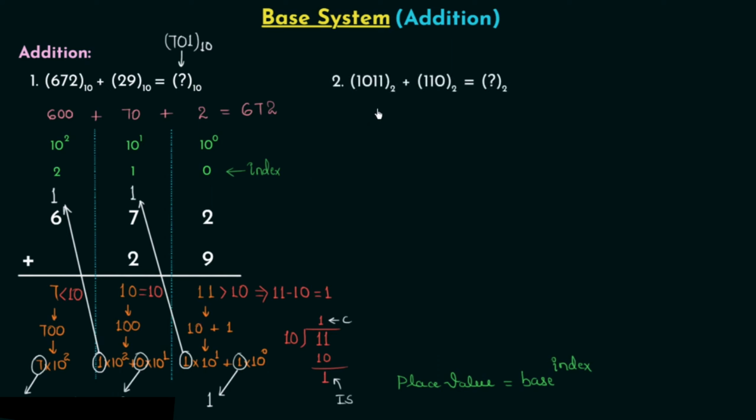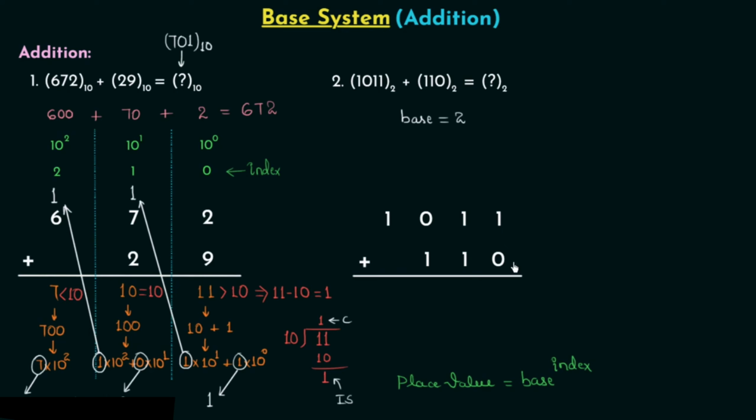In this case, we want to add 1011 in binary with 110 in binary, and we want to note down the result in binary as well. And we very well know that in case of binary number system, the base is equal to 2. And as per the question, our first number is 1011, our second number is 110, and you can see that I have placed the binary digits according to their place values.